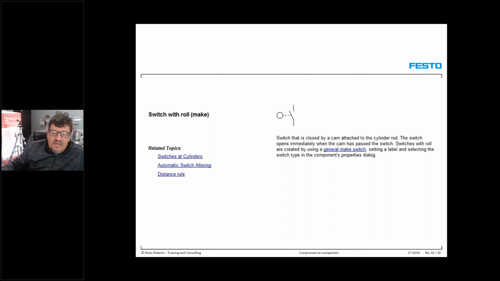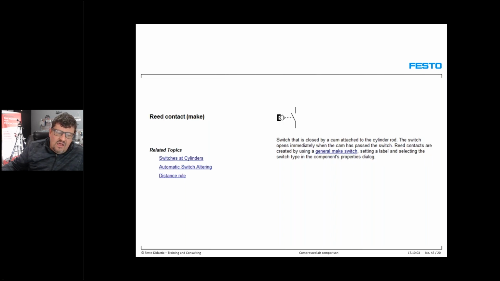All right, guys, that is now all the symbols that you need to understand and know, how they work and how to identify them on a circuit. This is a reed contact, make contact. That means the switch is closed by a cam attached to the cylinder rod. The switch opens immediately when the cam has passed the switch. The reed contact is created by using a digital make switch, setting a label or selecting a switch type in the component properties dialog box. Now I'm going to show that to you.